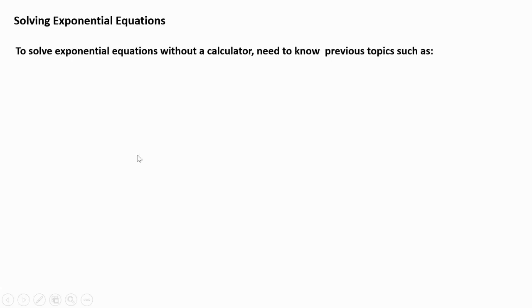Now, here comes the main part of today's lesson, which is solving exponential functions and logarithmic functions. To start off, to solve exponential equations without a calculator, you need to know the previous topics, such as perfect squares. All these here, guys, like the 4, the 9, the 16, 25, and so forth, are called perfect squares, because the square root of 4 is going to give us 2, and the square root of 9 will give us 3, and so forth. So these are perfect squares that you must know.